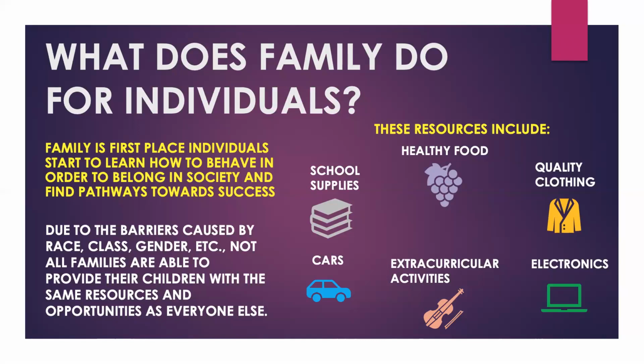Family also teaches kids what to expect in terms of treatment from other people based on their race, class, gender, and age. So hopefully you remember that talk that Clint Smith gave in our last lecture over race and ethnicity. Black boys are brought up with different concerns than white boys. They're taught how to behave differently to keep themselves safe.